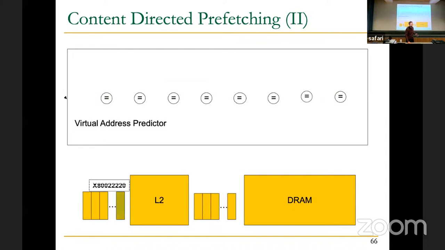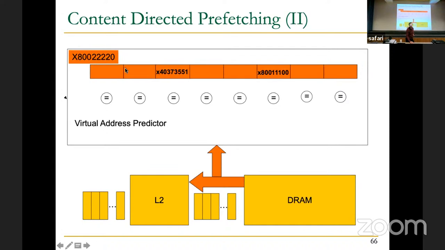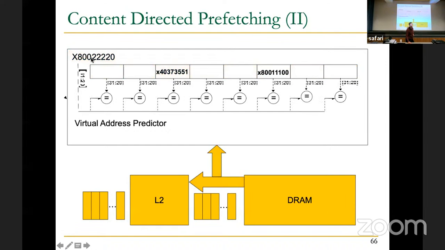So let's assume that you got this cache block. You send this address to memory. The processor is waiting for it, and it comes back. And this is essentially your cache block, right? And then let's assume that you have 1, 2, 3, 4, 5, 6, 7, 8 different address-sized values. What you do is you compare, this is the address of the cache block. You compare a fraction of the most significant bits, let's say the top 12 bits of the address of the cache block, to the values that you have over here. And if the top, let's say, 12 bits match, then you declare that this is a pointer. It has to be done in the virtual address space, assuming virtual memory, right?